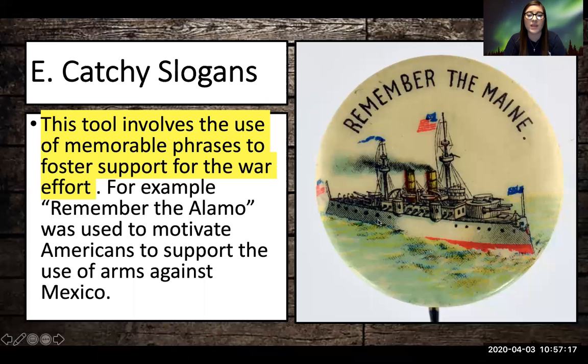Catchy slogans. So our next tool that we're looking at, remember the name, remember the Maine. This is a vessel we're going to talk about on Monday that was shot down by the Germans with one of their U-boats. But this tool involves catchy slogans. If you have a catchy slogan, something memorable, it can be used to foster the war effort. For example, the phrase "Remember the Alamo" was used to motivate Americans to support the use of arms against Mexico.